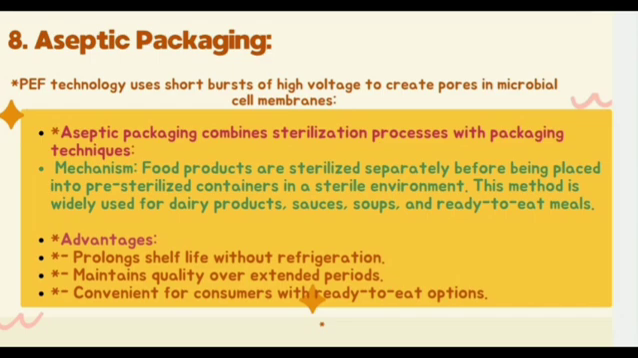Aseptic packaging. Aseptic packaging combines the sterilization process with packaging techniques.